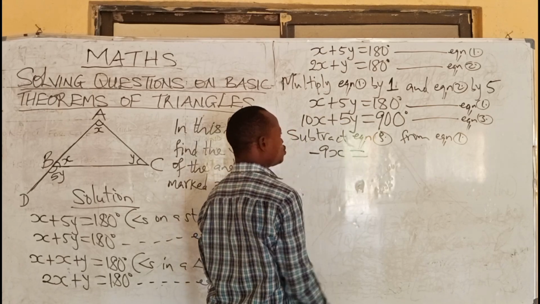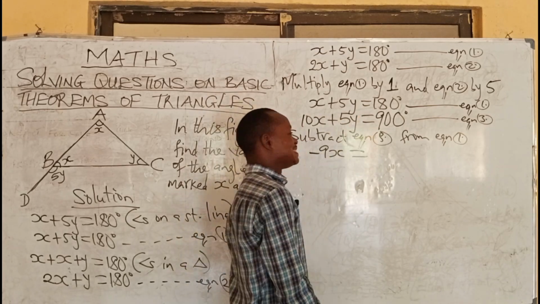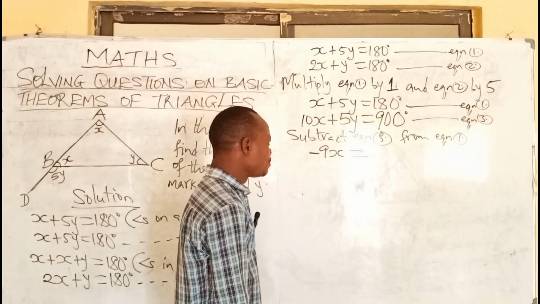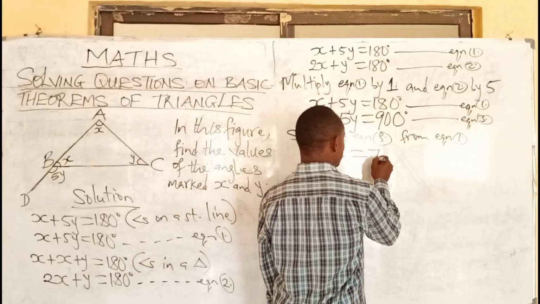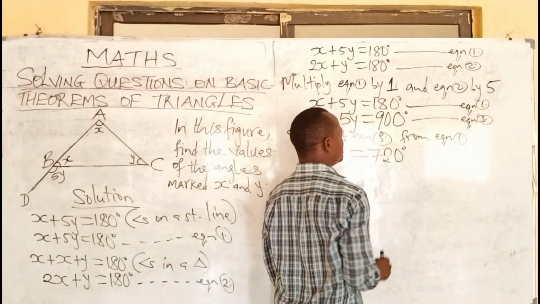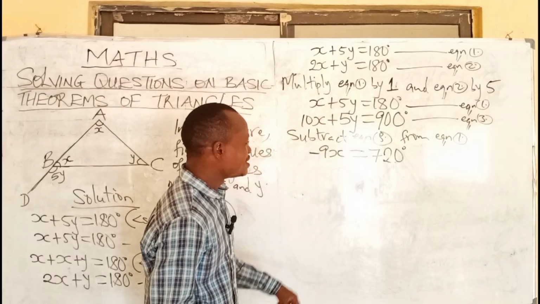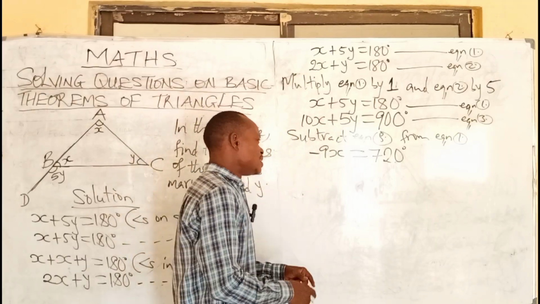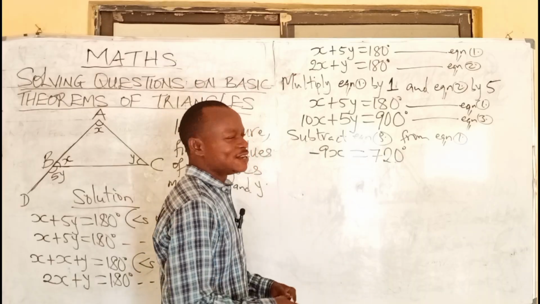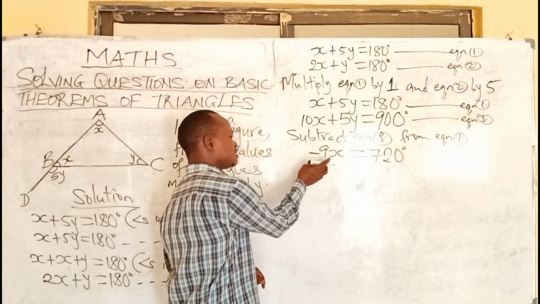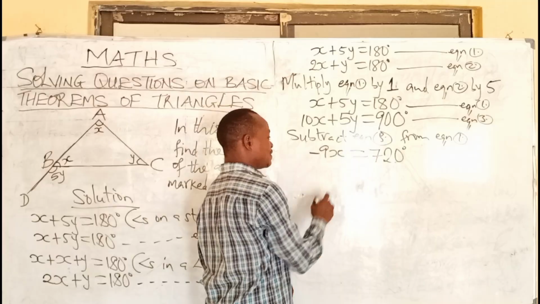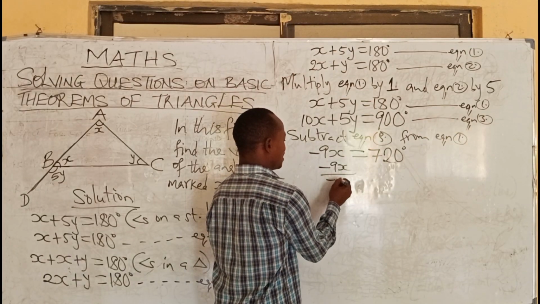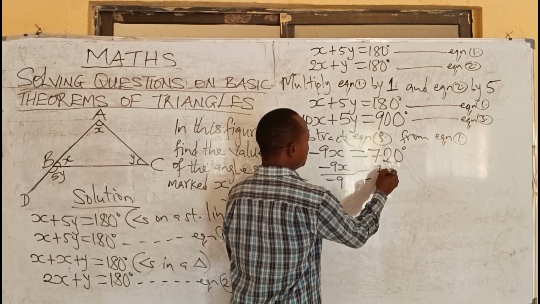So we now have equal to, now 180 degrees minus 900 degrees is going to give us 720 degrees. So what do we notice? The y has been eliminated. We are left with x. Then we divide both sides by the coefficient of x. In this case, it's minus 9. So we divide by minus 9. That becomes minus 9x divided by minus 9 equal to 720.